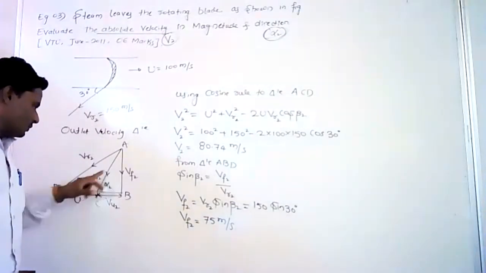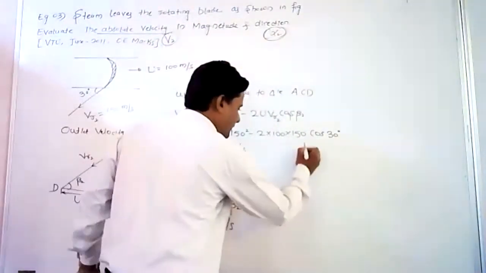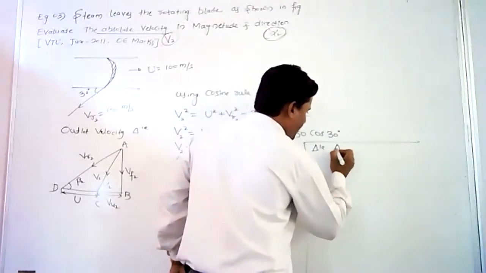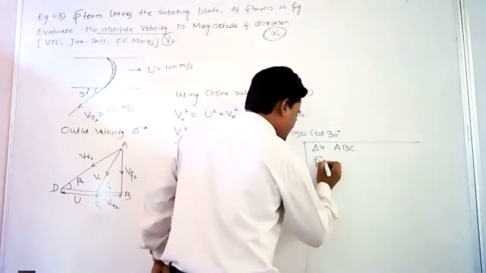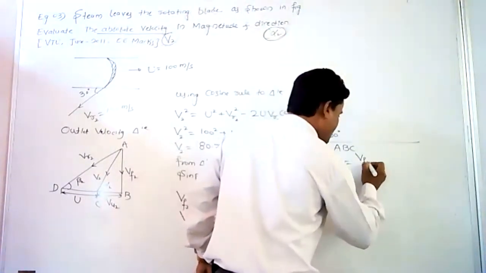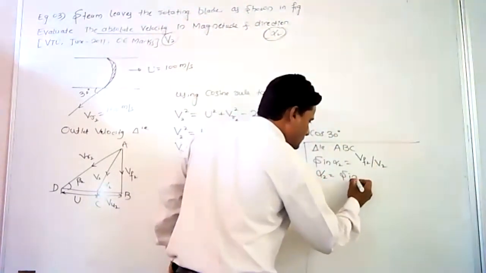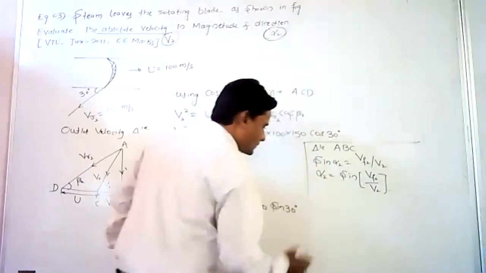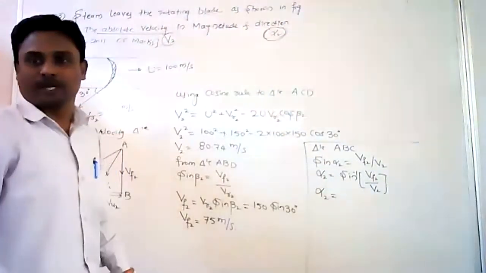You know V2, you know VF2. Yes, you can get the value of alpha from triangle ABC. From triangle ABC, sin alpha 2 equals VF2 by V2. So alpha 2 equals sin inverse of VF2 by V2. Alpha 2 equals to? Waiting for your responses.